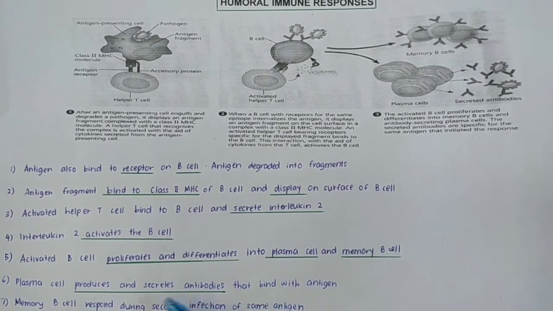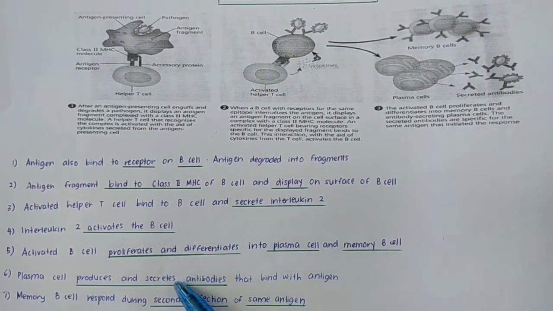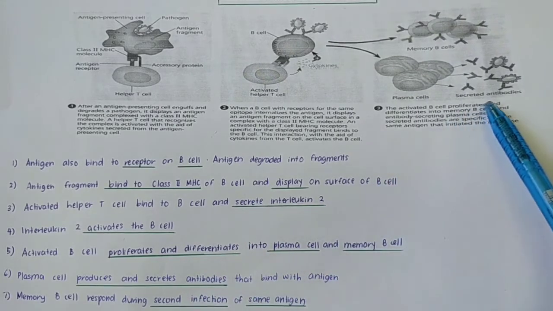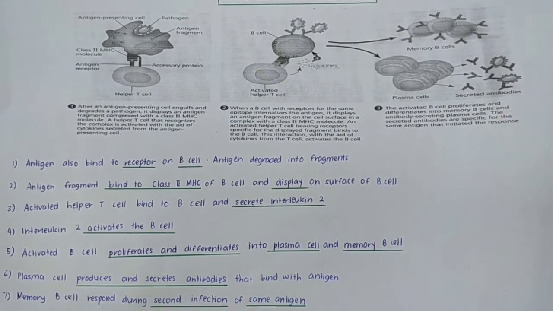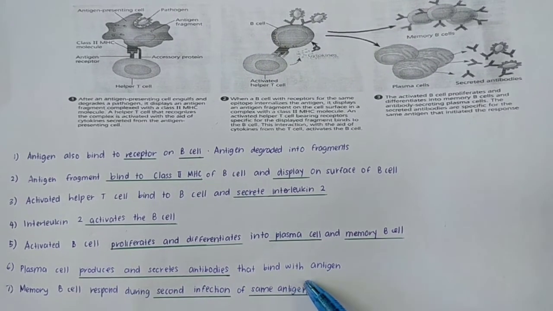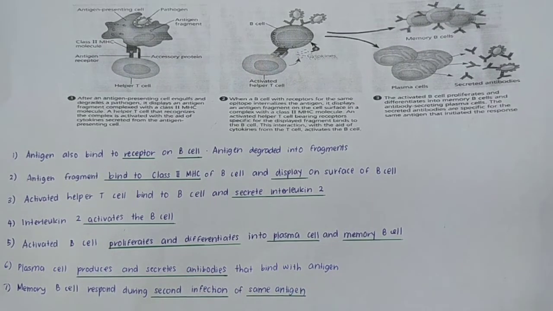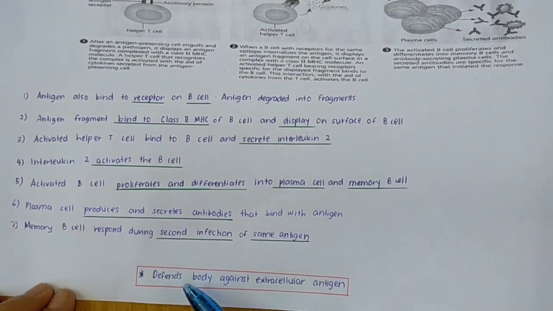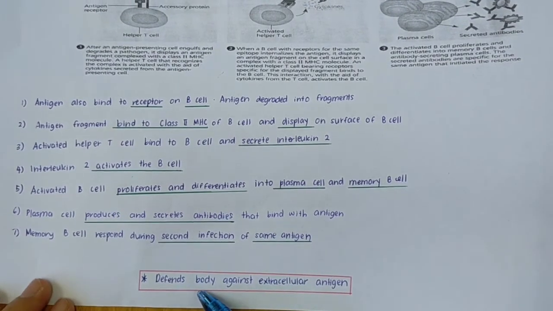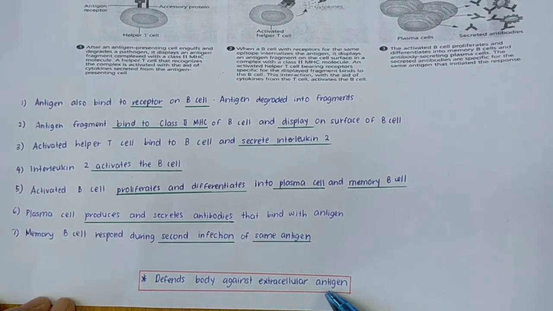memory B cell. So the plasma cell will produce and secrete antibody that later will bind with the antigen, while the memory B cell will respond during second infection of the same antigen. This one we call the second immune response, secondary immune response. Okay, so what is the function of humoral immune response? It will defend the body against extracellular antigen.